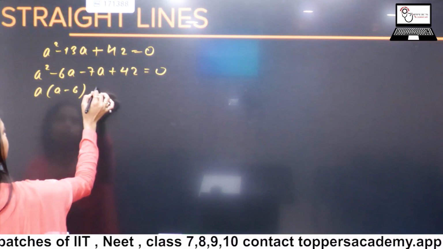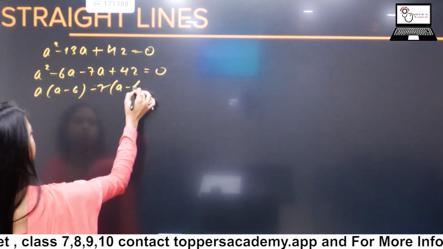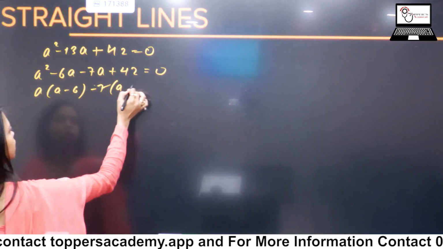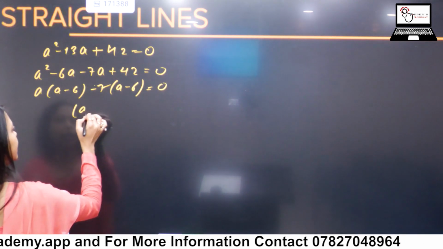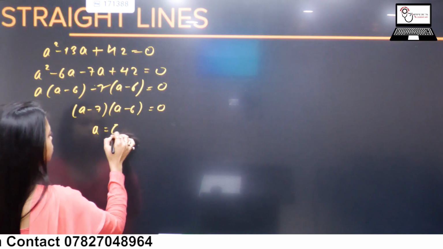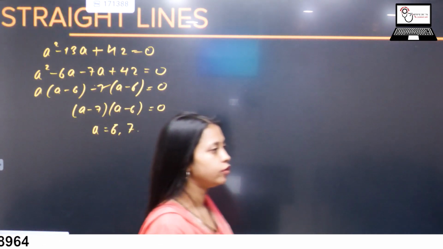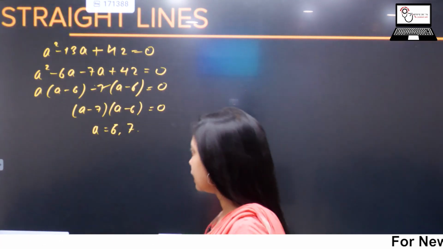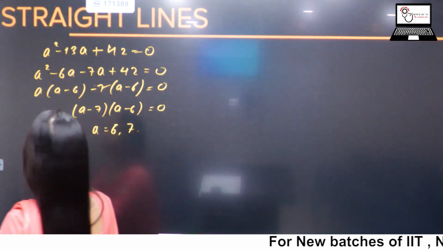A minus 6, minus 7 times A minus 6 is equal to 0. A minus 7, A minus 6 is equal to 0. A is equal to 6, 7. We have two values for A. Correspondingly, we will have two values for B.